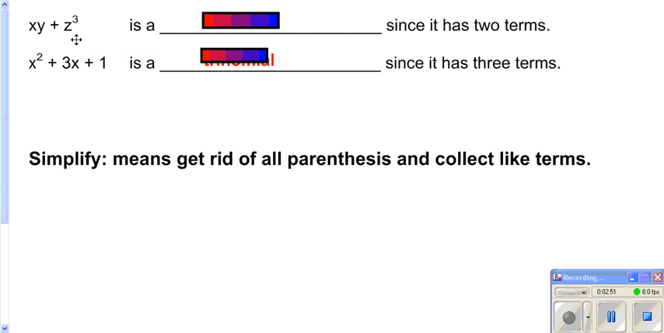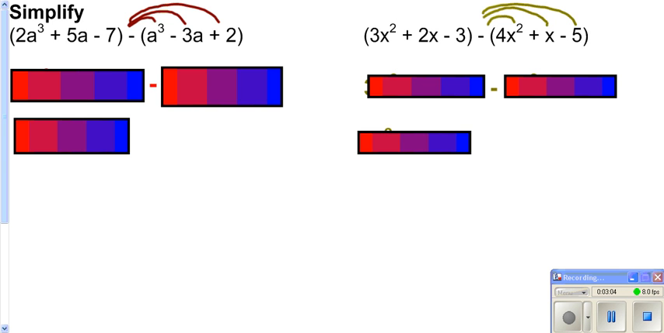This one here, since we have two terms, we call it a binomial. This one here has three terms, we call it a trinomial. Once again, to simplify means to eliminate all parentheses and collect like terms. So that's what we're going to do here. Now, if this was a plus sign here, we could just drop the parentheses, because you can add in any order you want. But it's a subtraction sign, so we cannot just drop it. We actually have to take that subtraction sign and distribute it through.